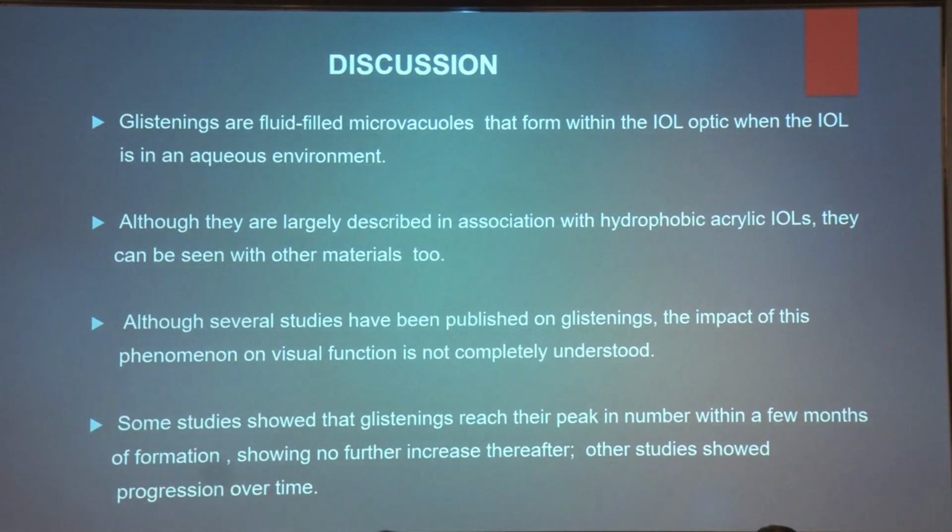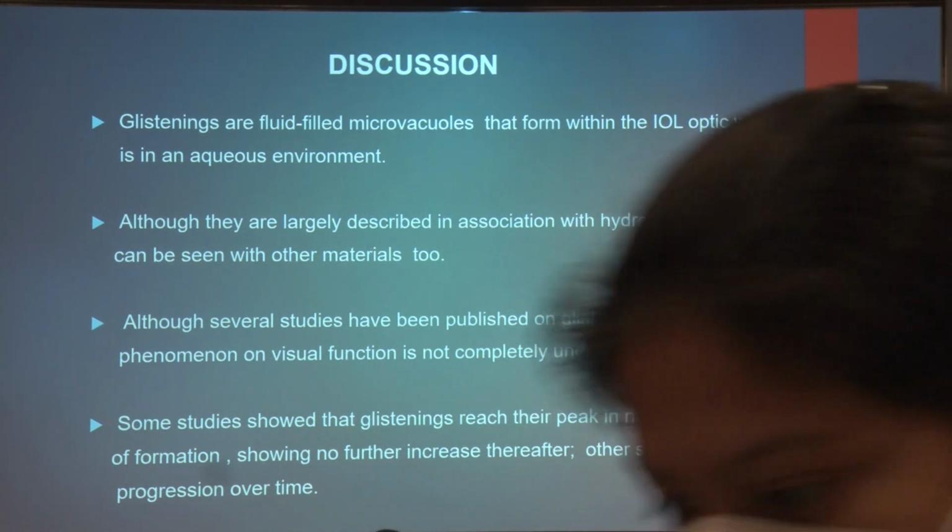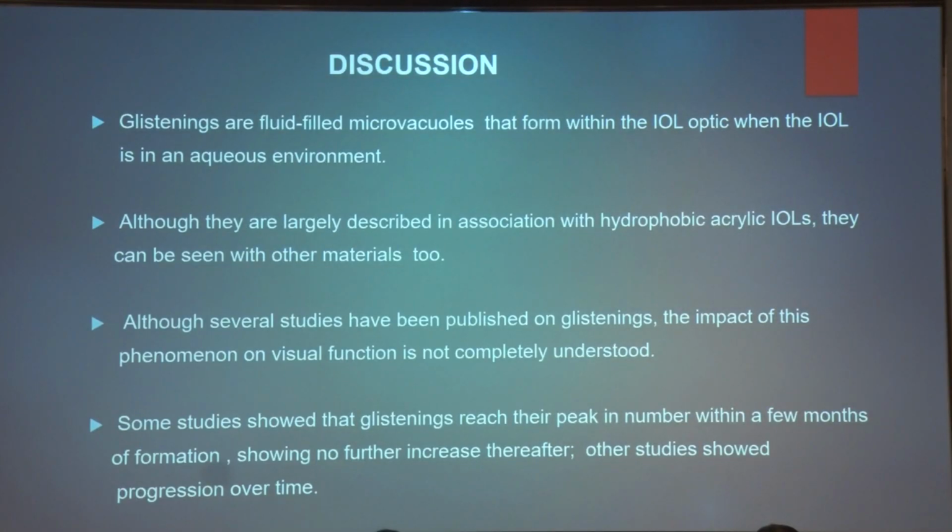So coming to the discussion now, glistenings are fluid microvacuoles that form within the IOL optic when the IOL is in an aqueous environment. Although they are largely described in association with hydrophobic acrylic IOLs, they can be seen with other materials too. Although several studies have been published on glistening, the impact of this phenomenon on visual function is not completely understood. Some studies showed that glistenings reach their peak in number within a few months of formation, showing no further increase thereafter. Other studies showed they progress over time.